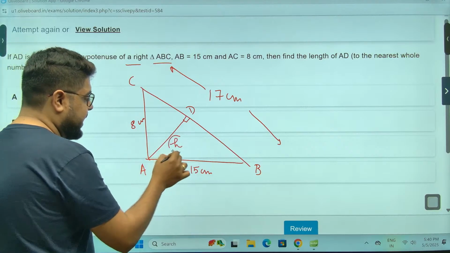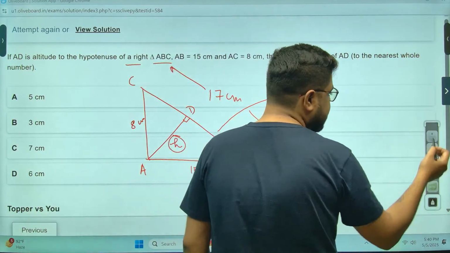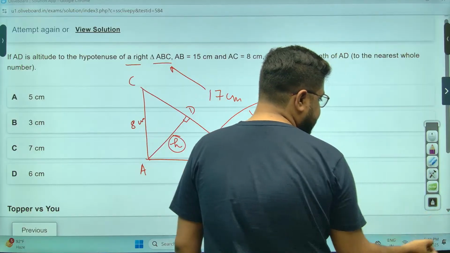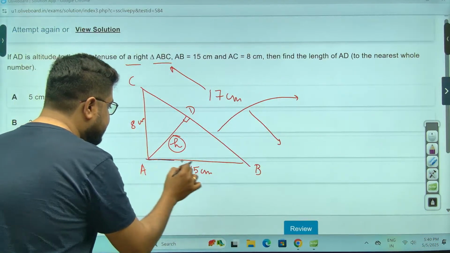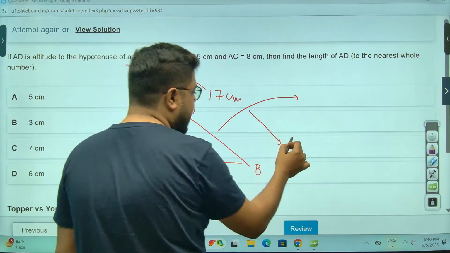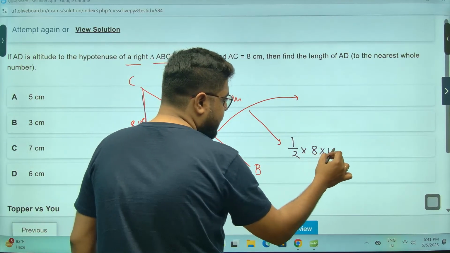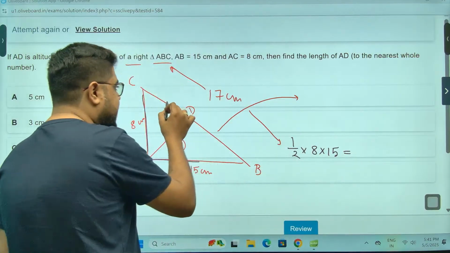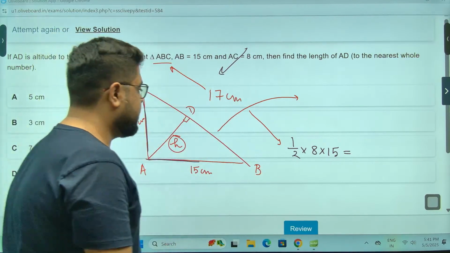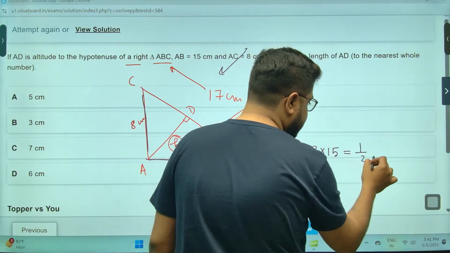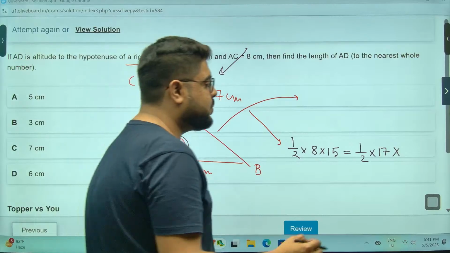So H I'm taking. Sir, in this situation, I had given you the best technique: always figure out area from both the directions. Sir, this is base, this is height. Area is half into base into height, 8 into 15. Again, sir, same triangle. Now look at this from this side. So this is base, BC, that is 17, sir. Half into base is 17. Height is what, sir? Height is H. Put it down, sir. Done.